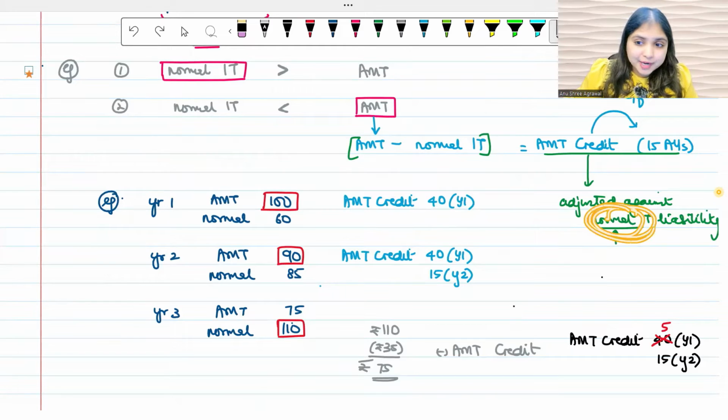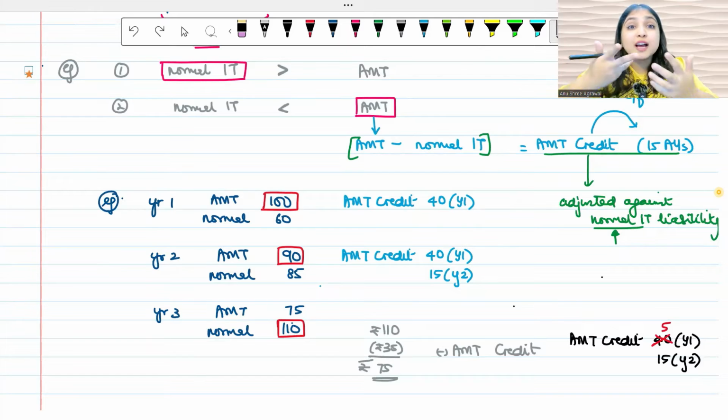So whenever you are paying normal income tax, against that only you can adjust AMT credit. AMT credit will have a life of how many years? 15 years. And this AMT credit you can use against what? You can use against only normal income tax.